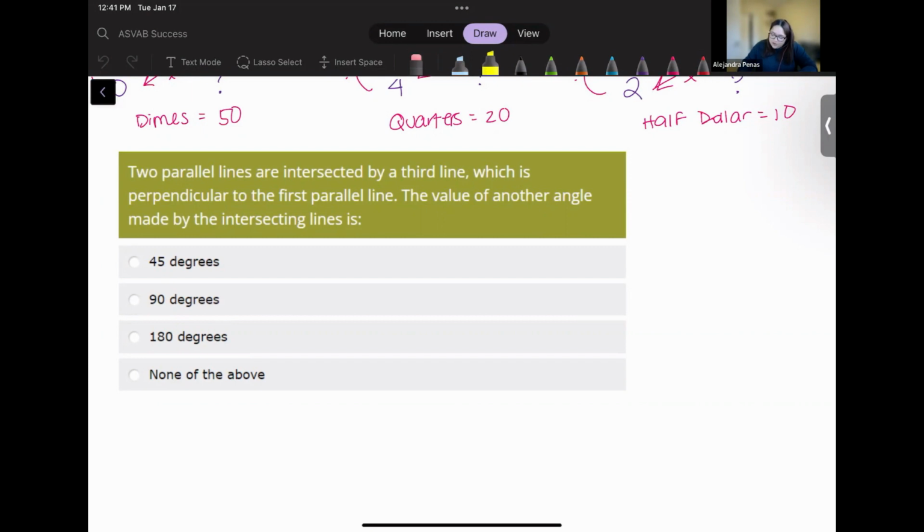So one of the first things that catches my attention is that they mention parallel lines and they mention intersected and then they mention perpendicular. Those are some big math words. So let's talk about them a little bit.